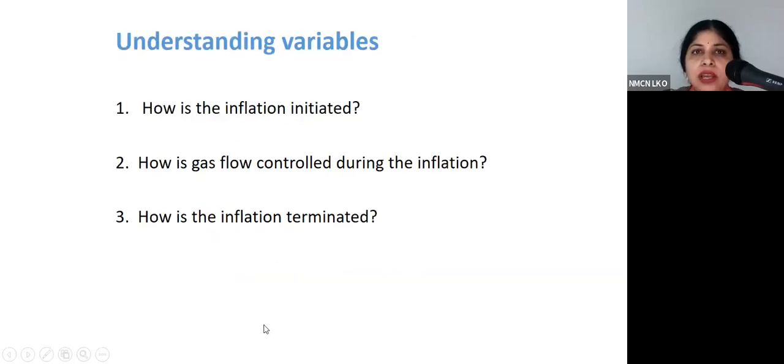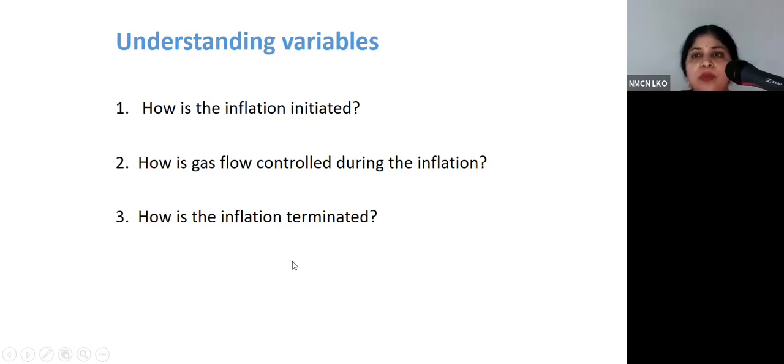In the understanding of the mode, the most important three things are: for each breath, what is the factor which would lead to the initiation of the breath? That is called the trigger. Then, how is it controlled? How much breath is going to go in? That limit, the control variable, is the limit. And then the third one is how the inflation would be terminated.